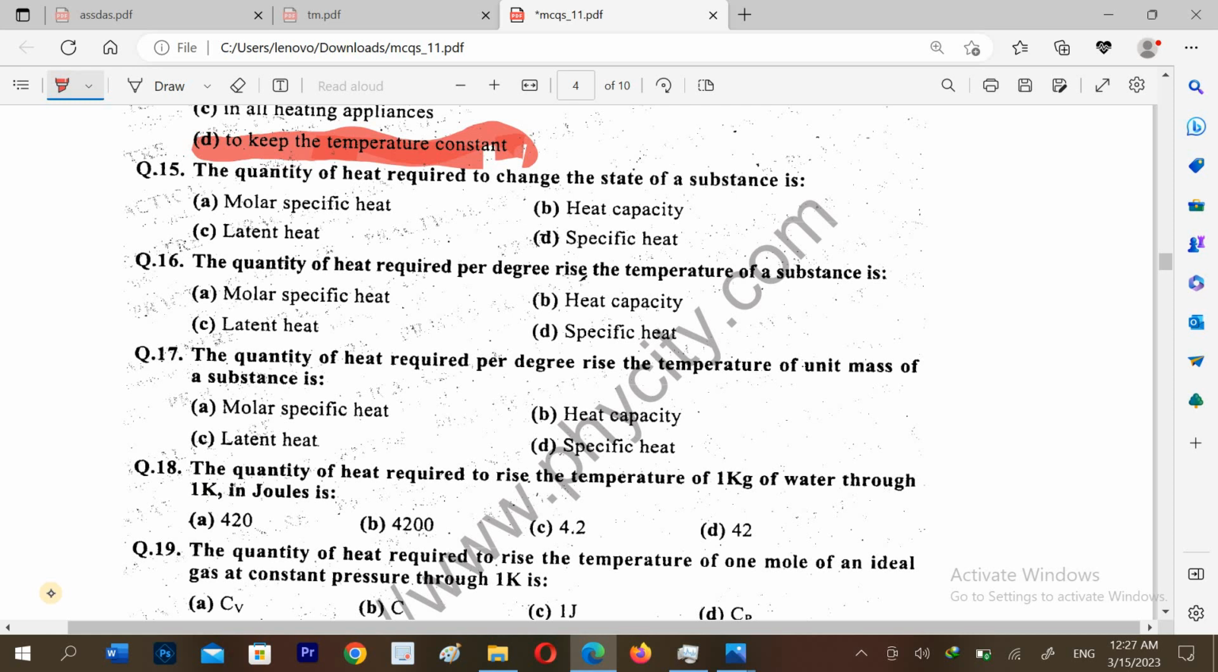The quantity of heat required to change the state of substances is... C. The quantity of heat required per degree rise in temperature of a substance is... B. The quantity of heat required per degree rise in temperature of unit mass of a substance is... D.